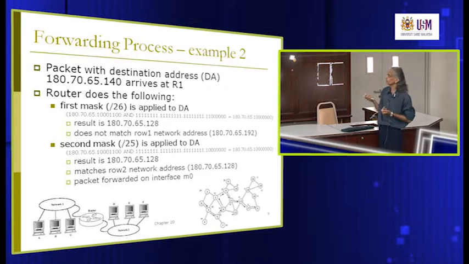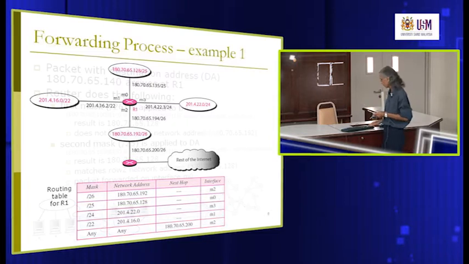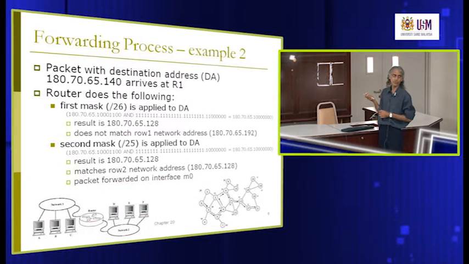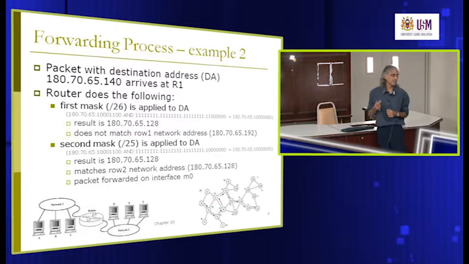So we compare the result with the first entry in the table. Does it match with the first entry or not? 128 does not match with 192, right? Our first entry's network address is 192. Our result is 128, so it's not the same. So that means this particular packet cannot be sent to M2. It does not belong to this network, right?